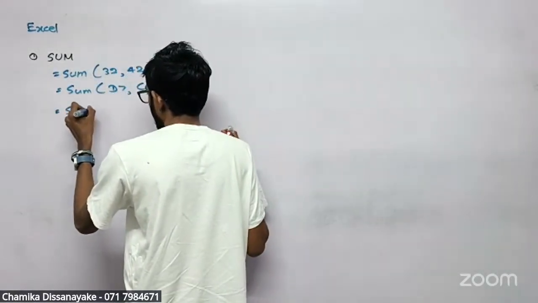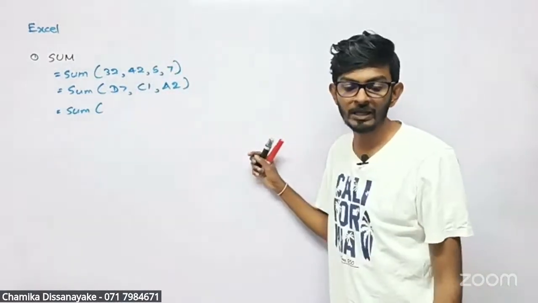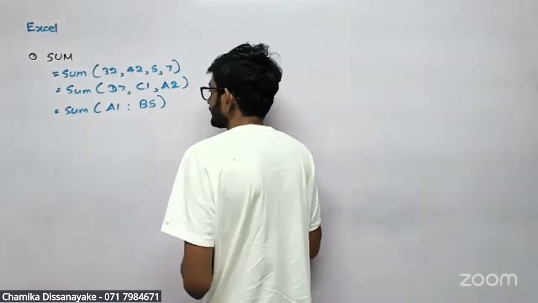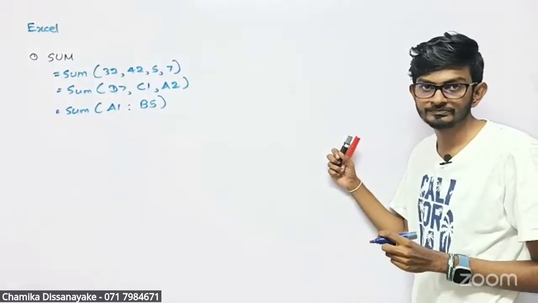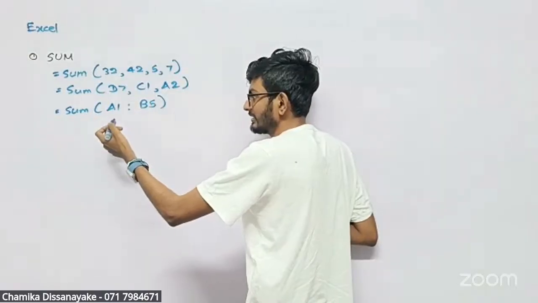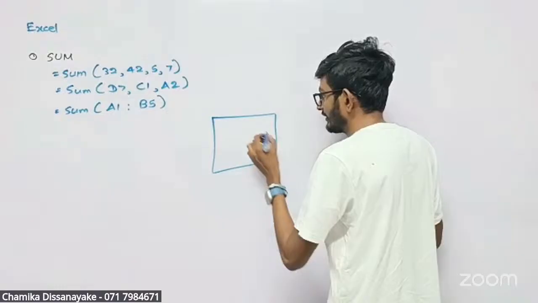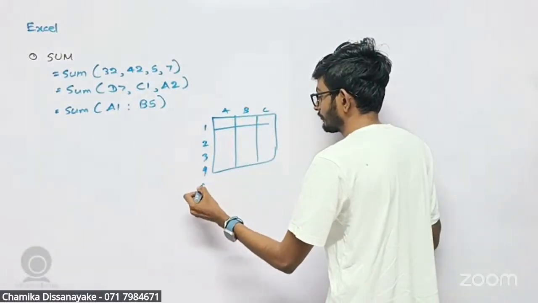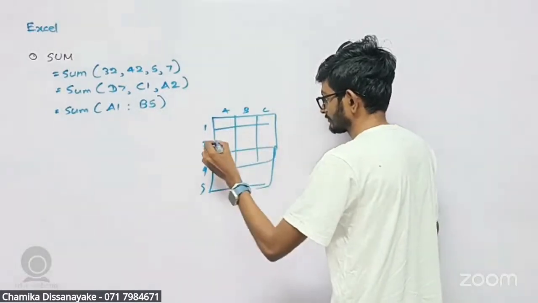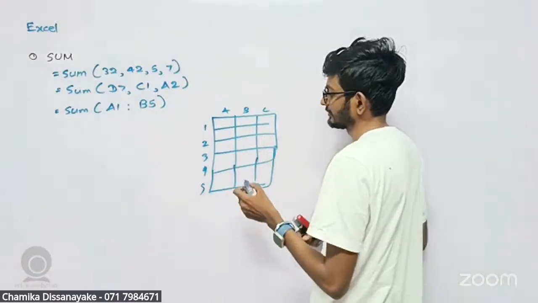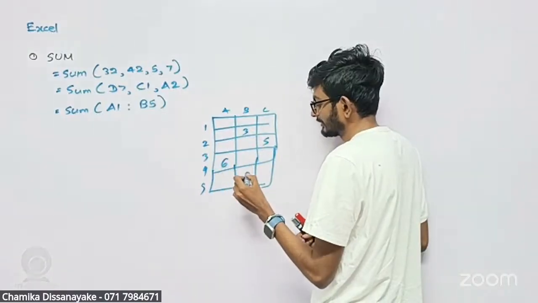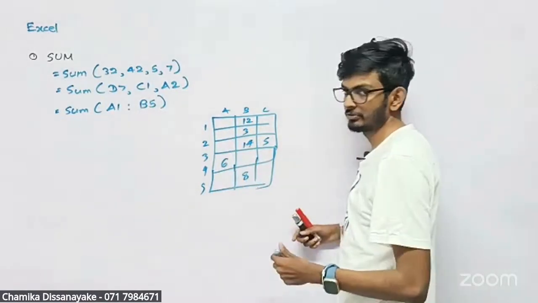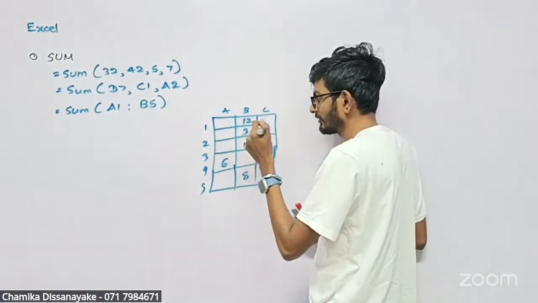We can use SUM and put the cell range. We can put cell range A1 to B5. Likewise, we can put cell range. So then what will happen? It will add all the values in this cell range. A, B, C, 1, 2, 3, 4, 5. So let's say here we have 3, 5, 6, 8, 12, 40 likewise. If all the cells have values, all the values will be added. If some cells don't have values, it will ignore them.